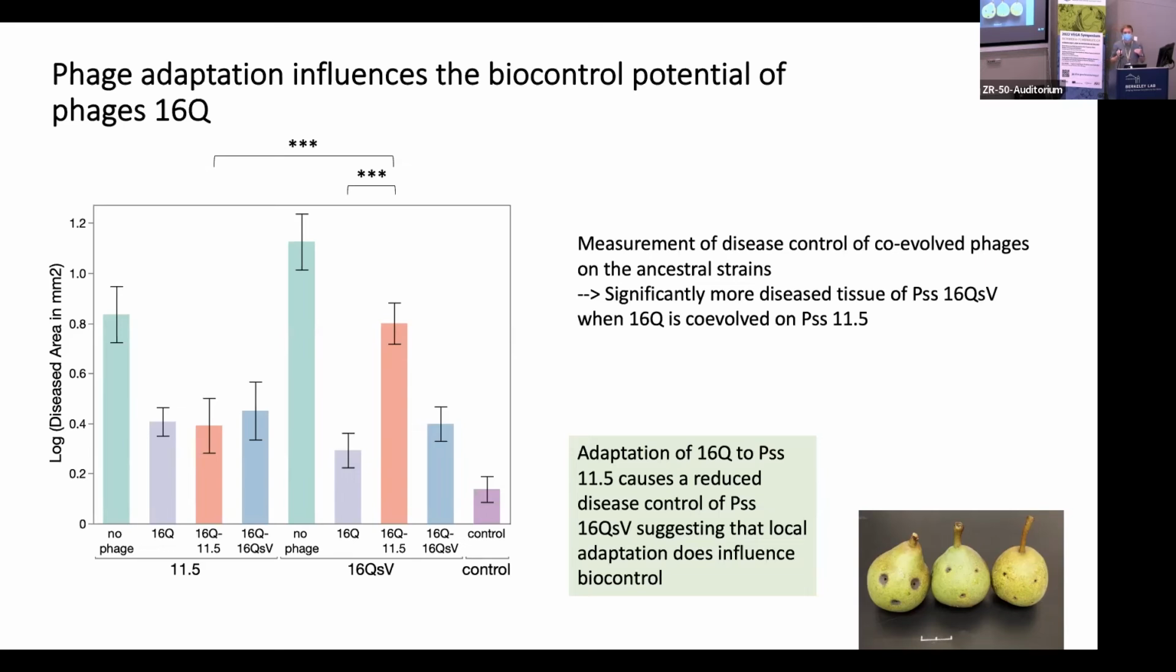And this suggests that local adaptation in these coevolution experiments is actually confirming what we saw before, that there is a difference, and that phages are indeed adapting to their host, and that this is of importance for a biocontrol setting.